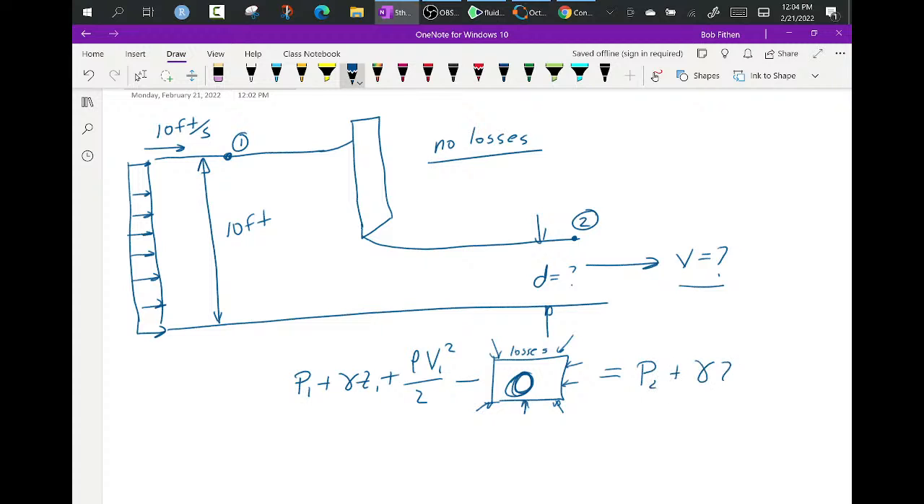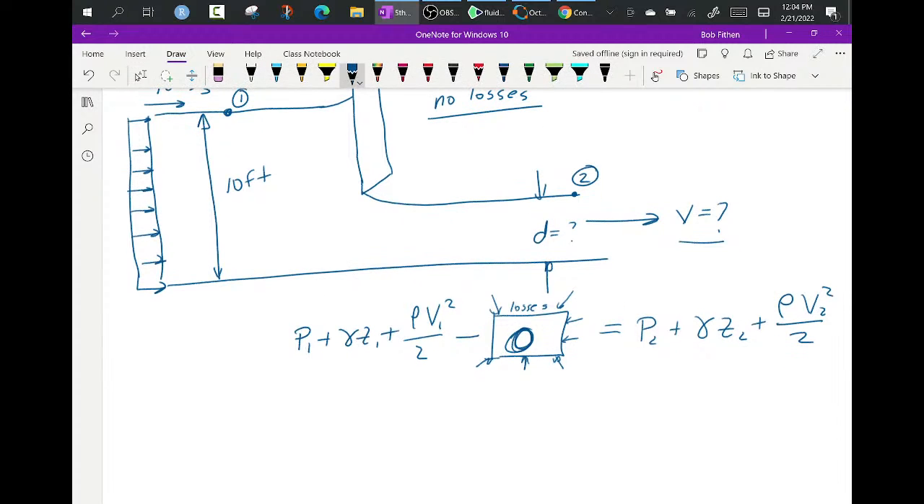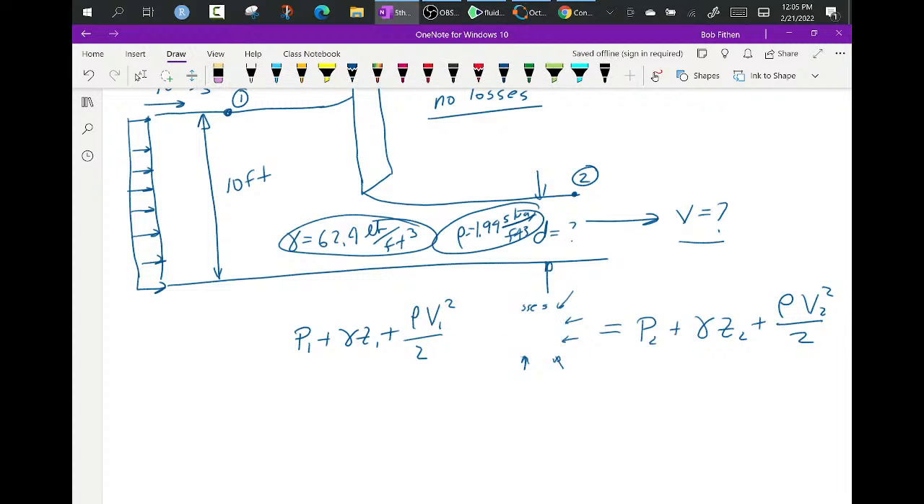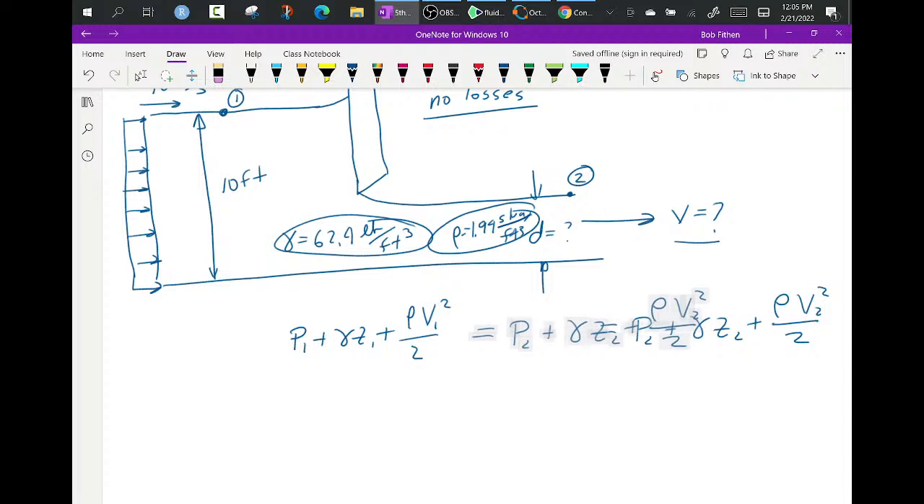P2 plus gamma Z2 plus rho V2 squared over 2. We'll assume it's water, so therefore gamma is equal to 62.4 pounds per cubic foot, and the density is equal to 1.94 slugs per cubic foot. So those are those two values. I'll go ahead and erase this losses box here because I need the space.